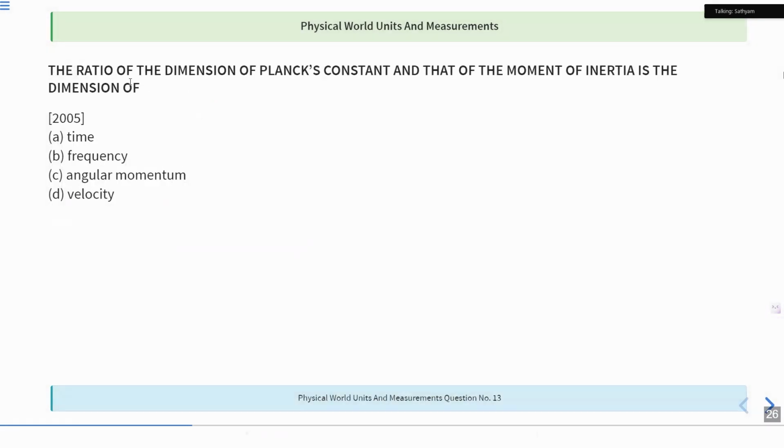The ratio of dimension of Planck's constant. What is Planck's constant? Planck's constant was H. Moment of inertia, that is I, capital I, as I remember. So is this the dimension of which quantity?